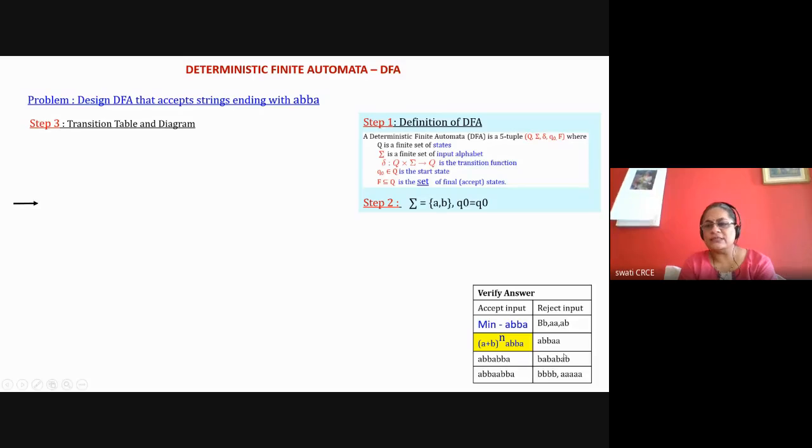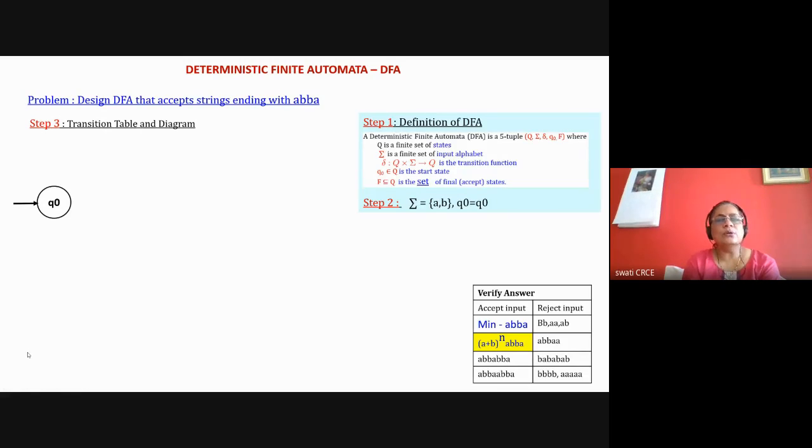Now, what are the rejected strings? If only B's are there, or only A's are there, or AB is there. If it is not ending with A double B A, then they are rejected. Here it is ending with AB. Here it is ending with double B double A. Okay. So this way, I have got the strings that I am going to try.